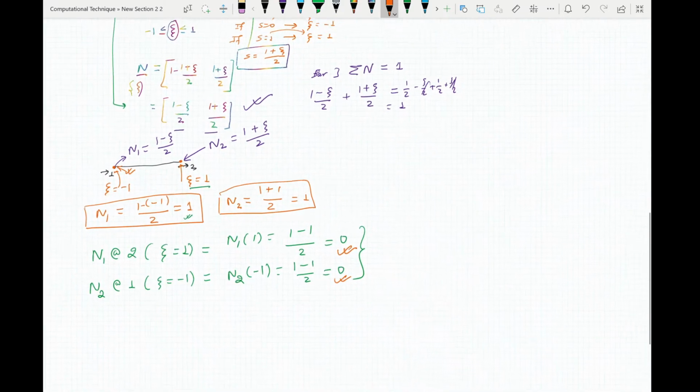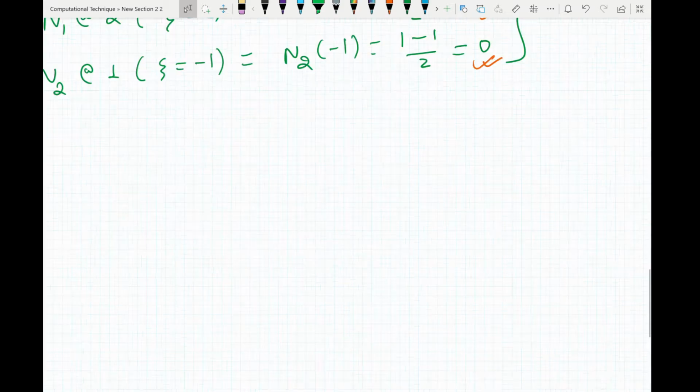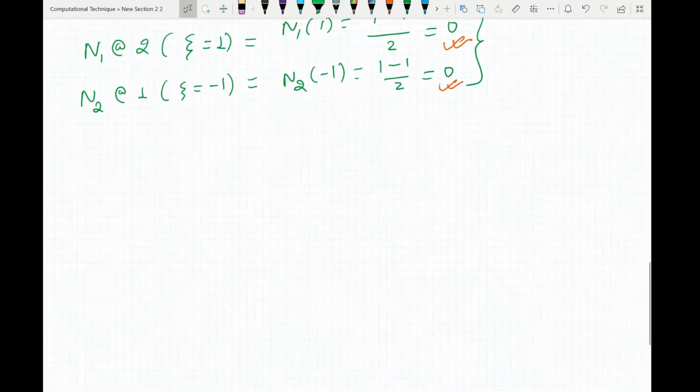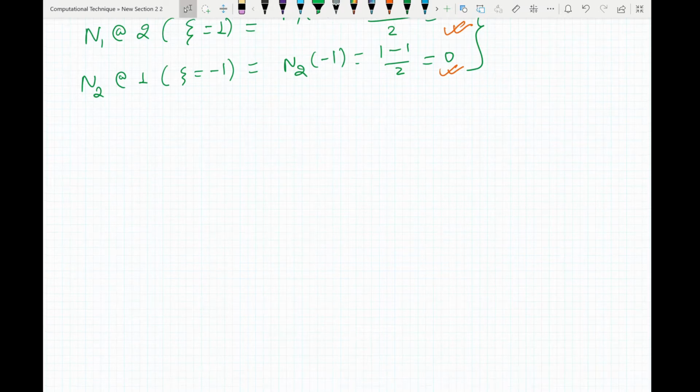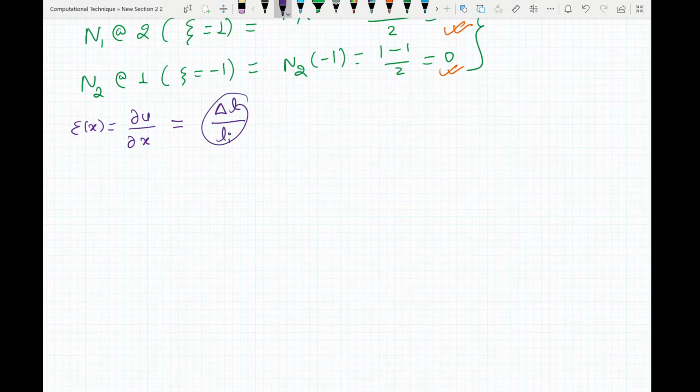So this is another property of the shape functions. I'll show you one of the advantages of having the shape functions. We know that our strain is a derivative of displacement with respect to x for the bar element, or this equals your change in length divided by your original length. Now this is average and this is our instantaneous.